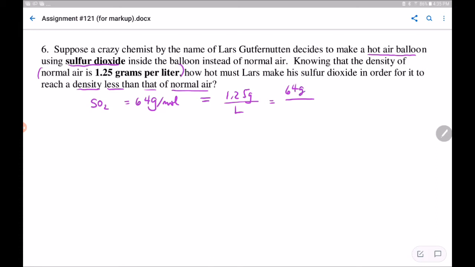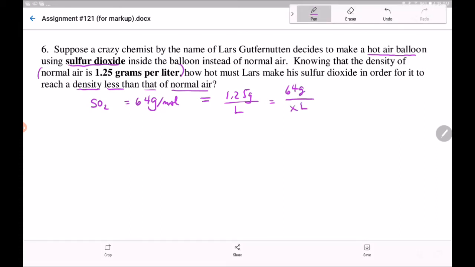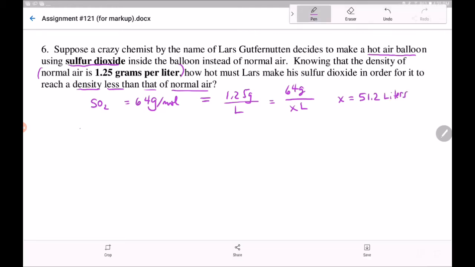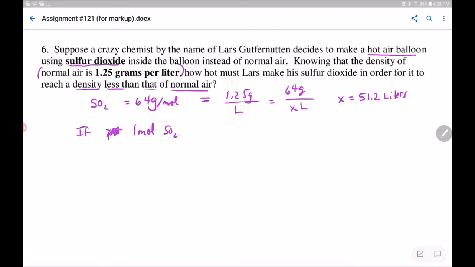64 grams, that's 1 mole. How many liters would that be? So I'm hoping you can do the math. I got 51.2 liters. So if 1 mole SO2 occupies 51.2 liters, then density is equal to air. D equals air.